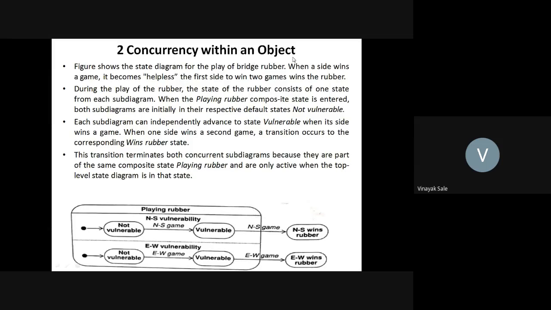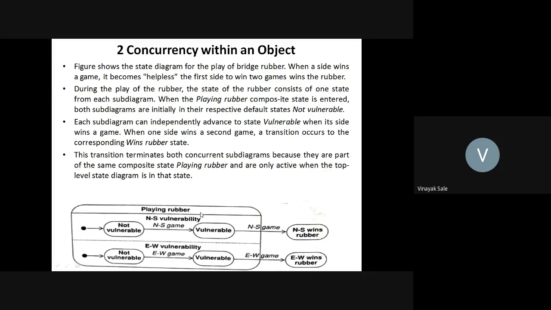So, concurrency within an object. This figure shows the state diagram for playing a bridge rubber. There are two sides playing the rubber. When a side wins a game, it becomes vulnerable. The first side to win two games wins a rubber. In this figure, the first part is playing rubber.